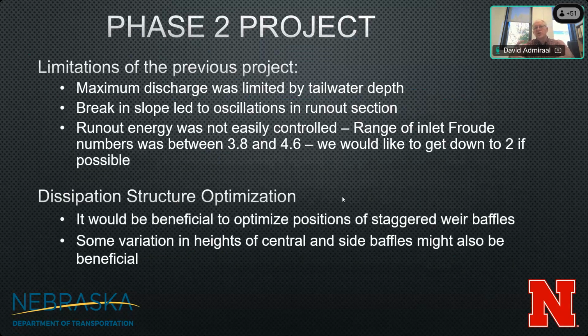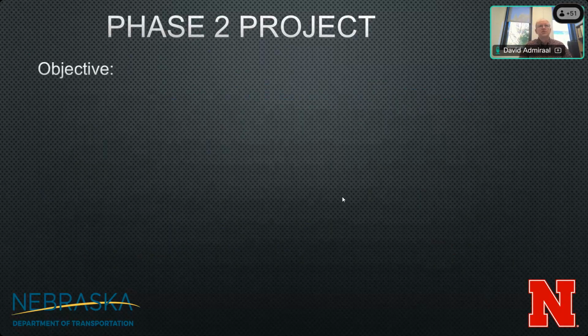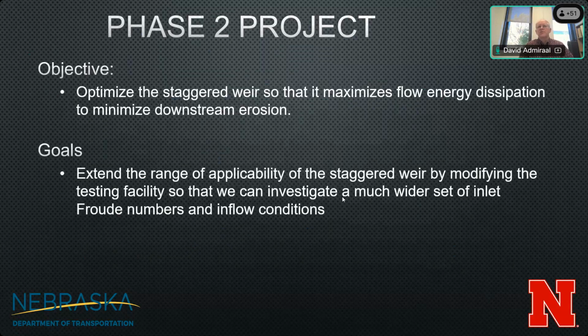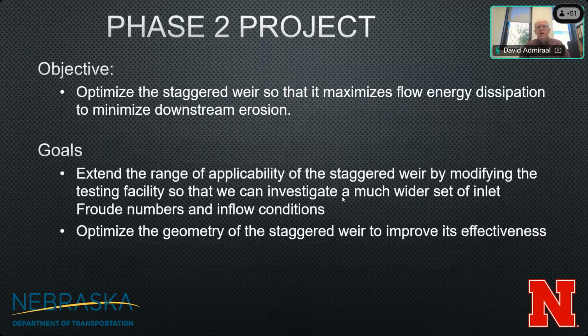If we change the central baffle to be tall and the side baffles to be short, or change their arrangement where they are in the system, how does that impact how the thing behaves? So our objective then is to optimize the staggered weirs so that it maximizes the flow energy dissipation. And then our goals are going to be to extend the range of applicability of the staggered weir by modifying the testing facility. And that allows us to get a wider range of Froude numbers and inlet conditions. And then we'll optimize the geometry of the staggered weir.